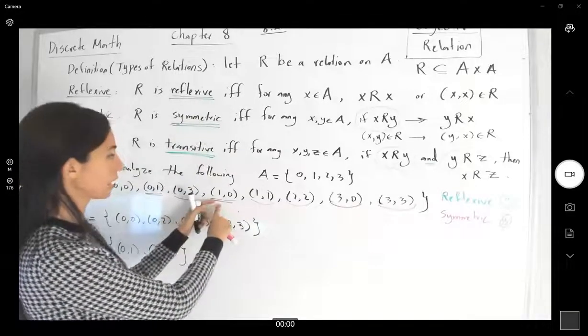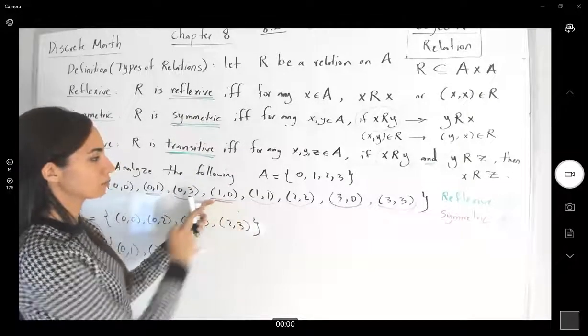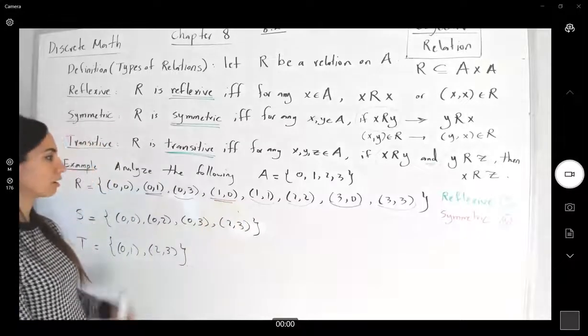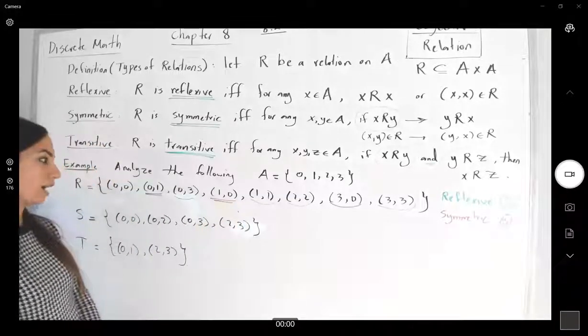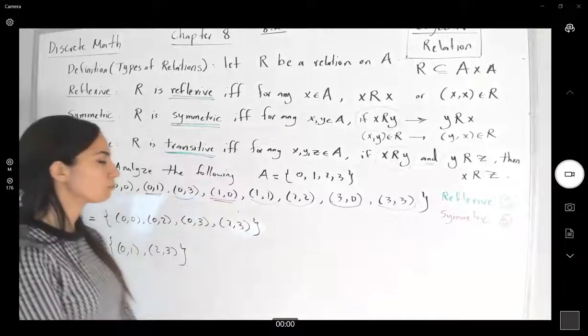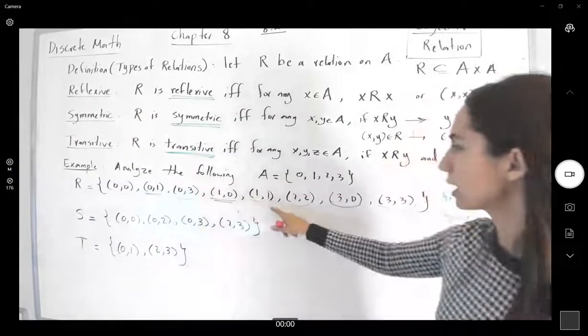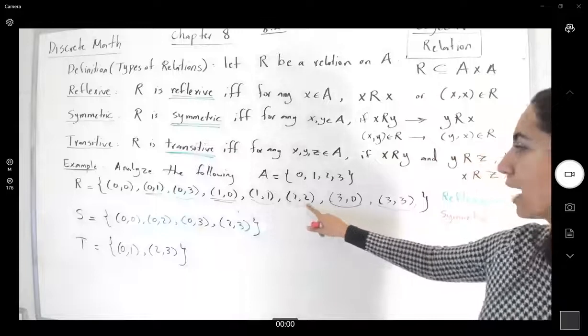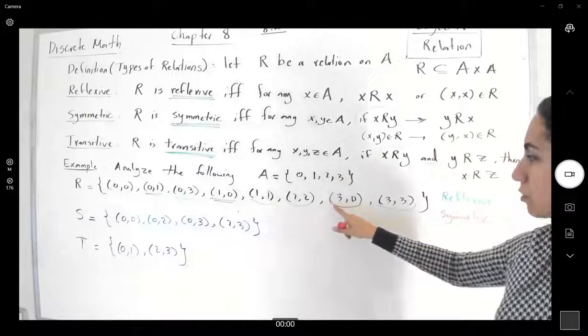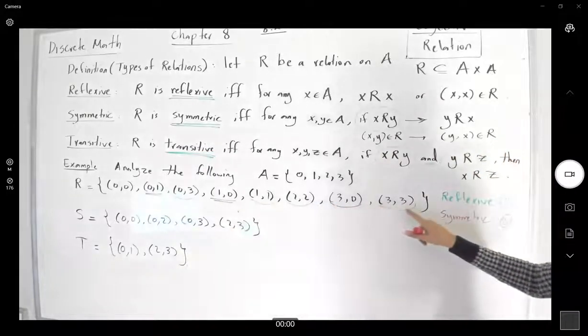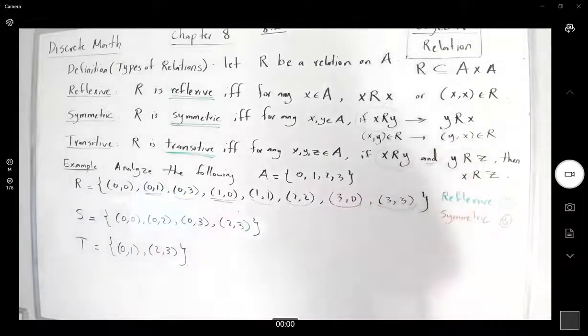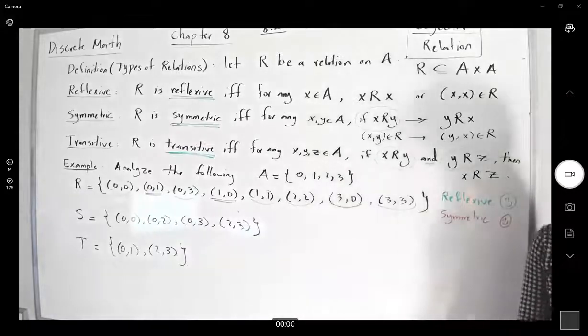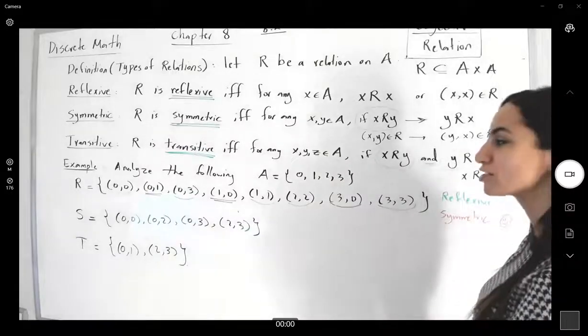Well, let's take a look at this. (1,0). Okay. (1,0). I already checked (0,0). I have (1,0) there. I have (1,1) there. Okay. I have (1,1). Then I have (2,2). Then I have (3,0), (3,3). Okay. What's missing here? Can we conclude that this is a transitive relation? Why is it transitive? Why is it not transitive?